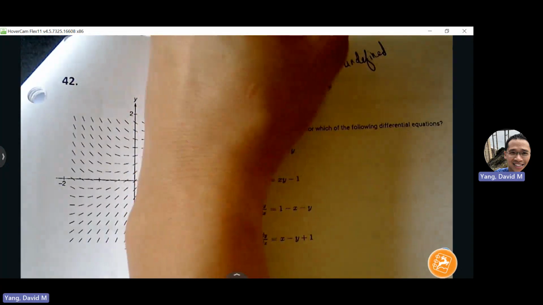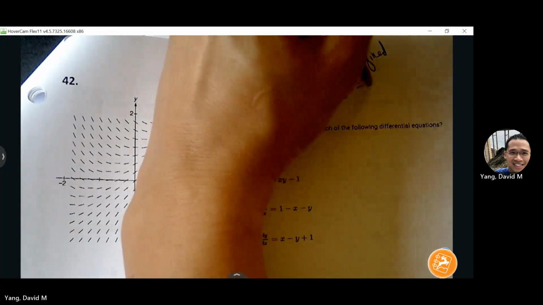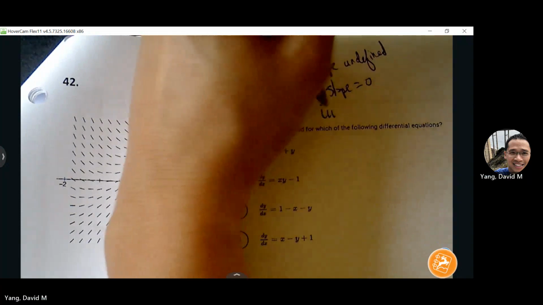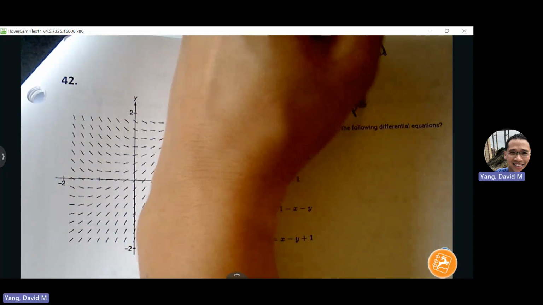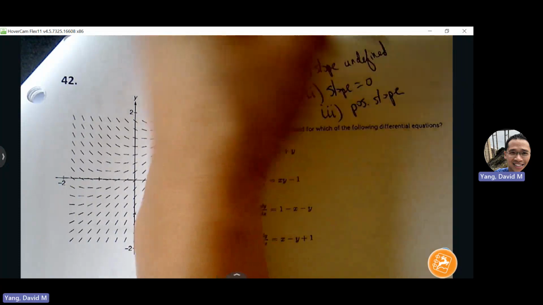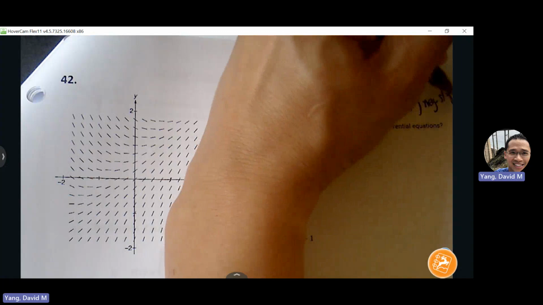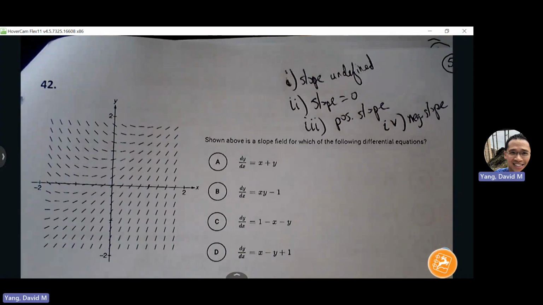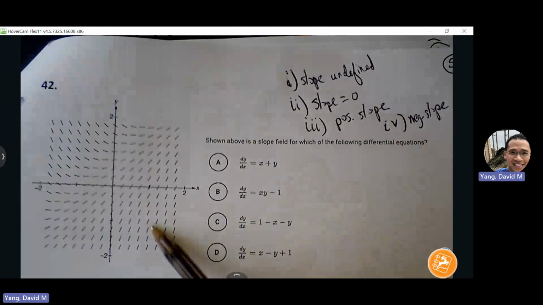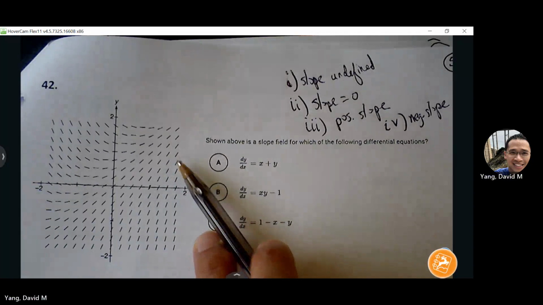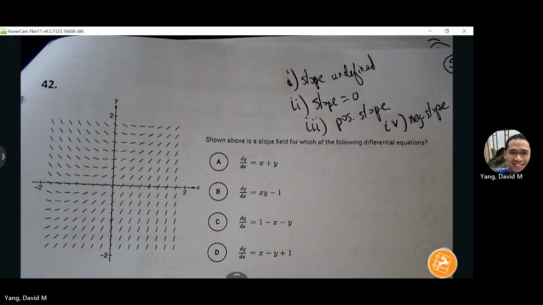Second big thing is looking for slope zeros. Then looking for where positive slopes are located. And then finally, negative slopes. We have to rely on these big picture features because we don't know exactly what the steepness of every one of these points is.